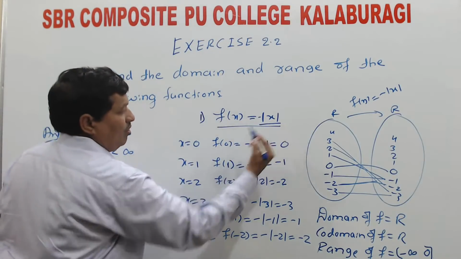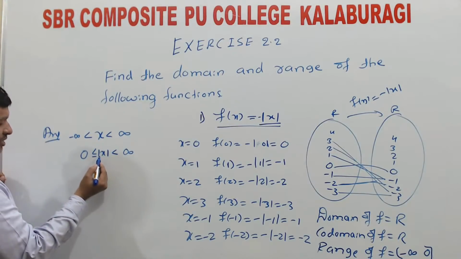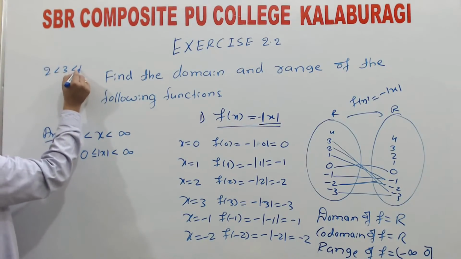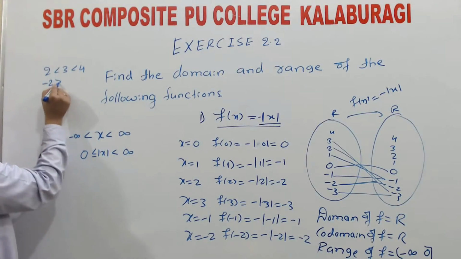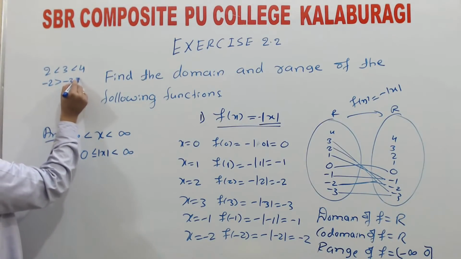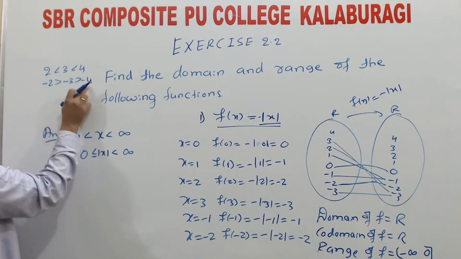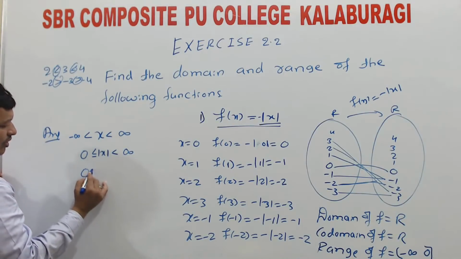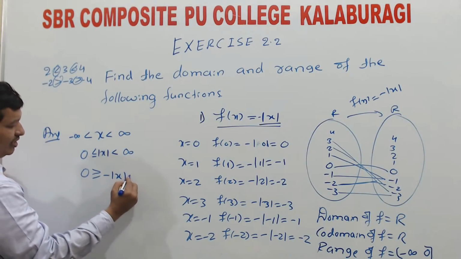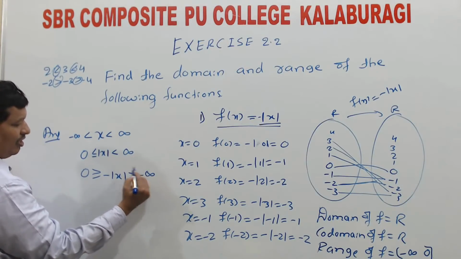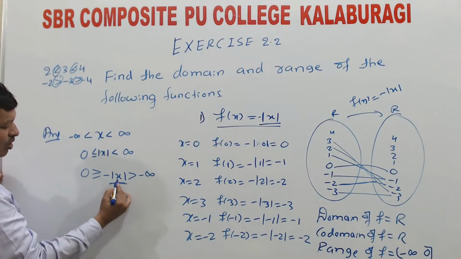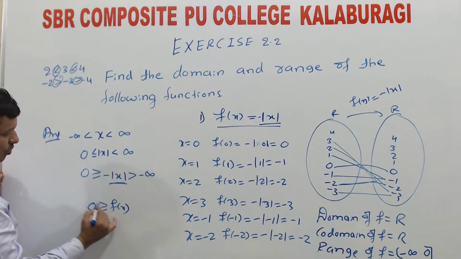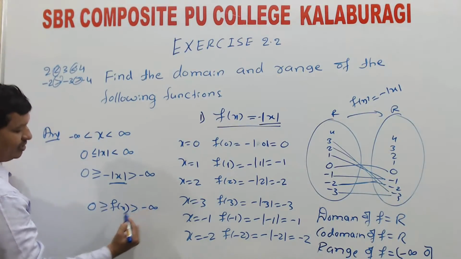Actually here, what do we have? Minus is there. If you multiply by a minus sign, here when you have 2 is less than 3 is less than 4, if you multiply by a negative sign, minus 2 is greater than minus 3 is greater than minus 4. When you multiply all the elements by a minus sign, the inequality sign changes. Therefore, 0 is greater than or equal to minus mod of x, which is greater than minus infinity. This is nothing but f of x. See, f of x is less than or equal to 0 and greater than minus infinity.